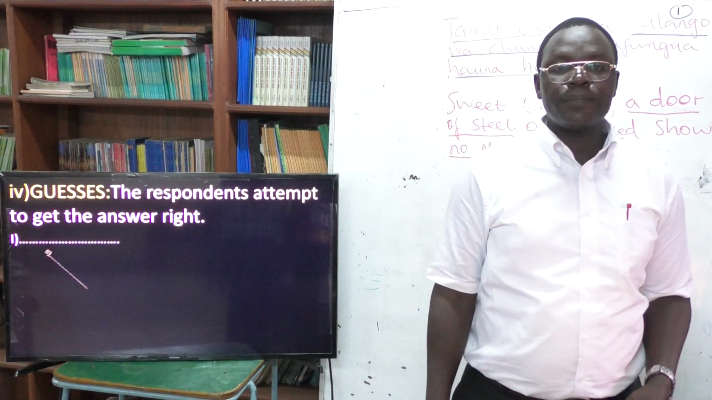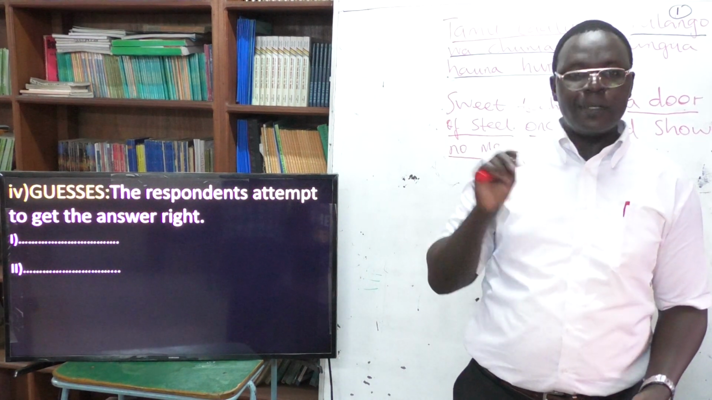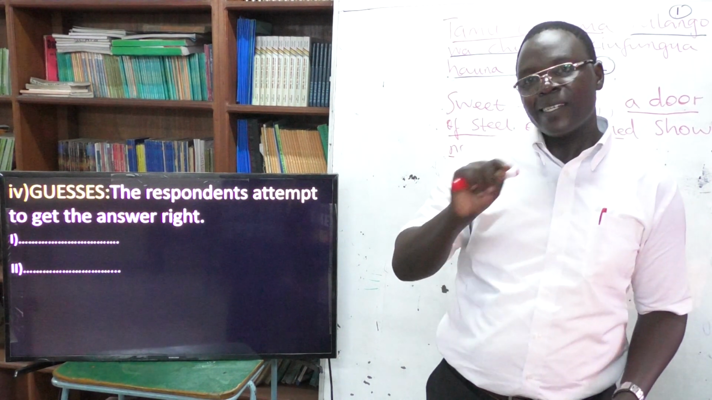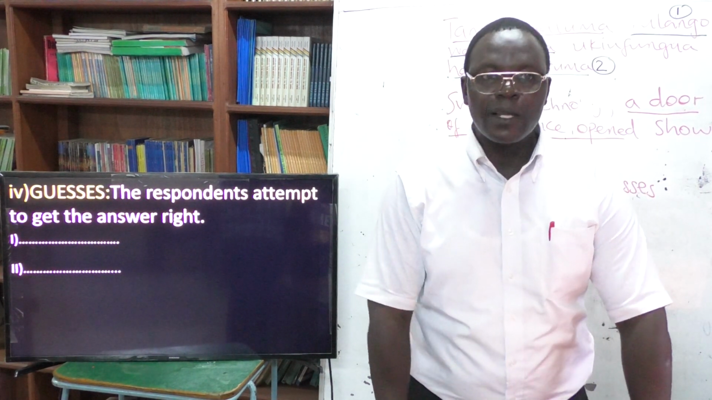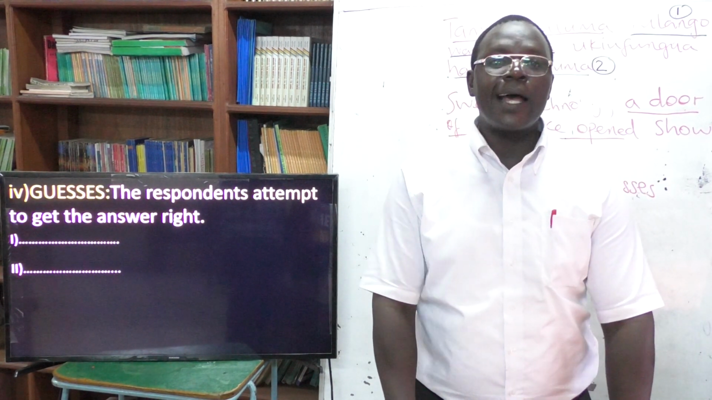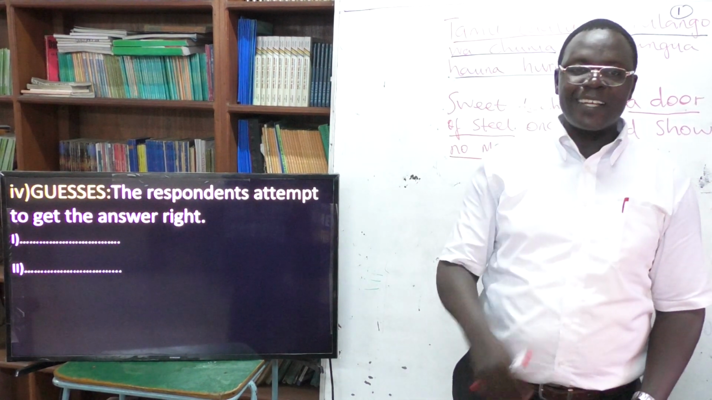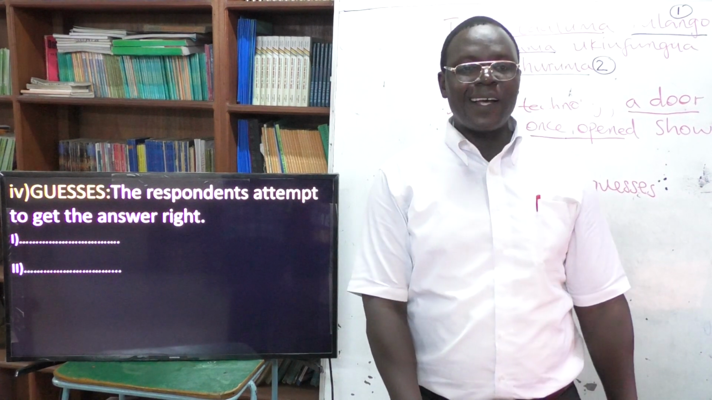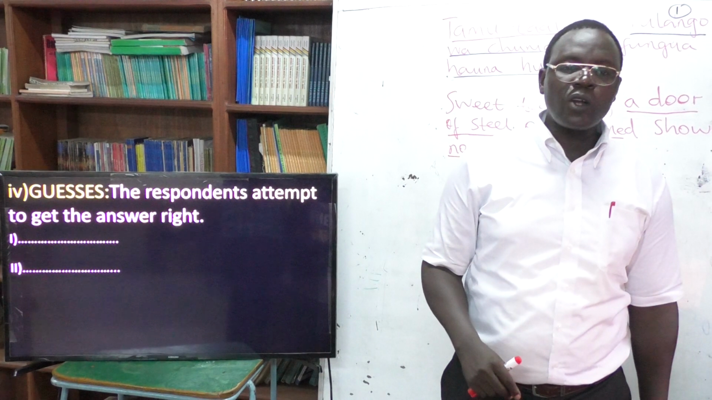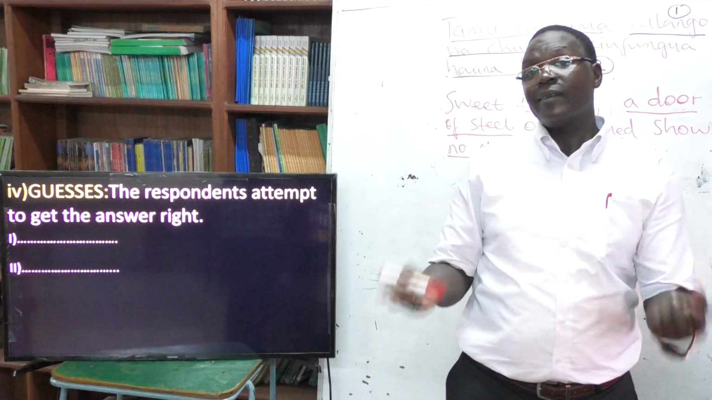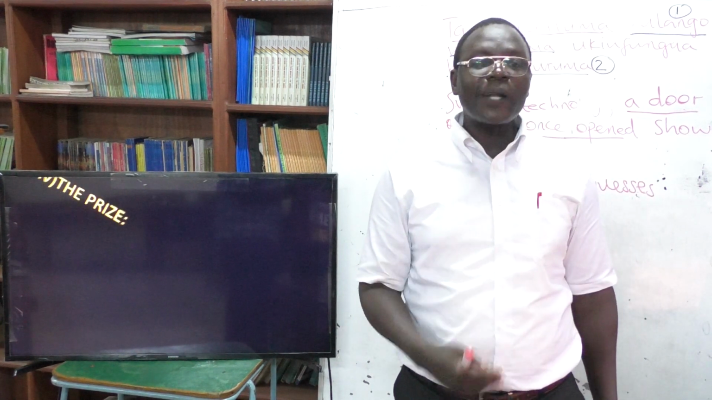How? Look at that. We have one attempt, then we have a second attempt. Make them two. First attempt, no. Second attempt, no, my dear. That was what we saw in that discourse there. First attempt or first guess, no. Second, incorrect. Then, give us the answer. Then you go to the prize.